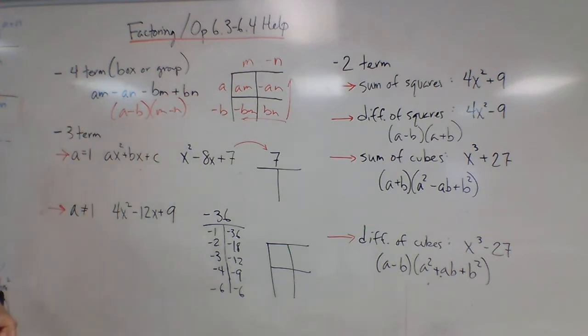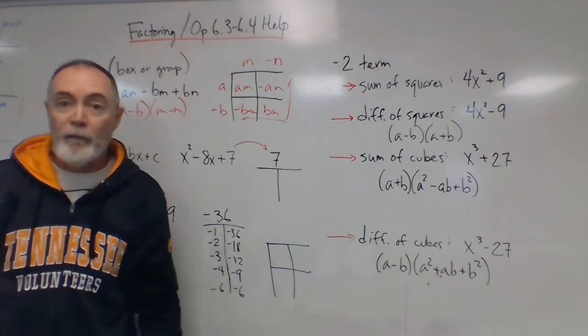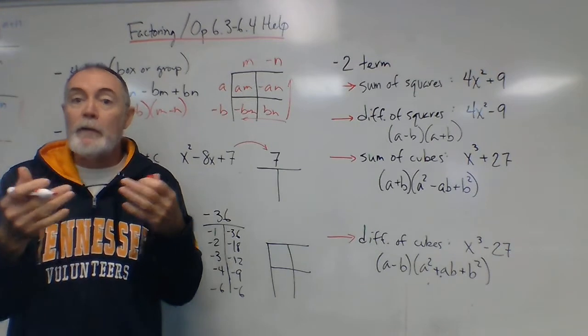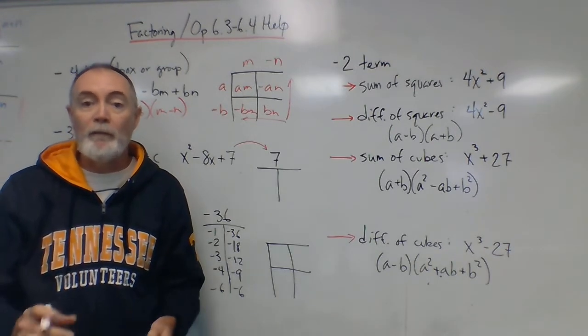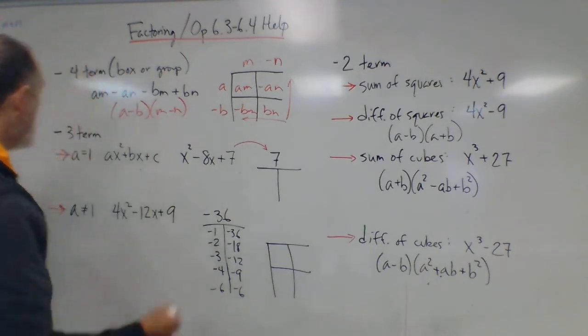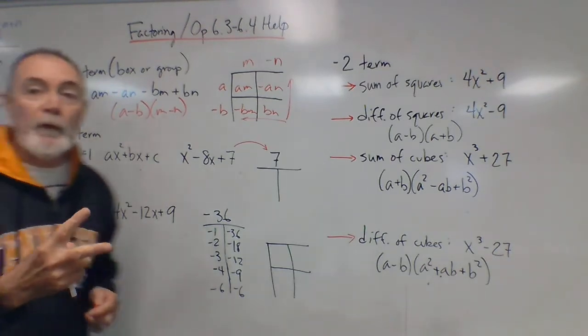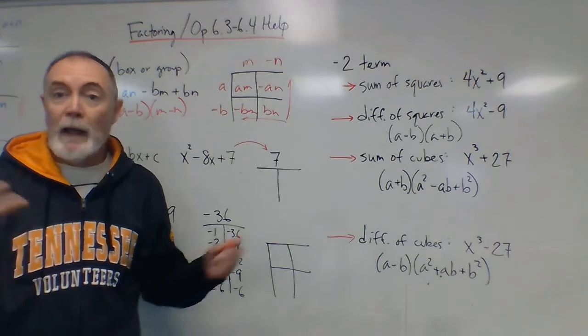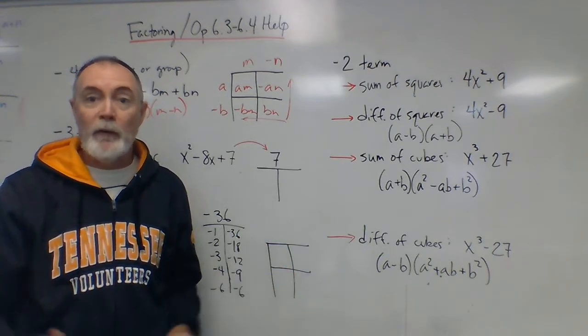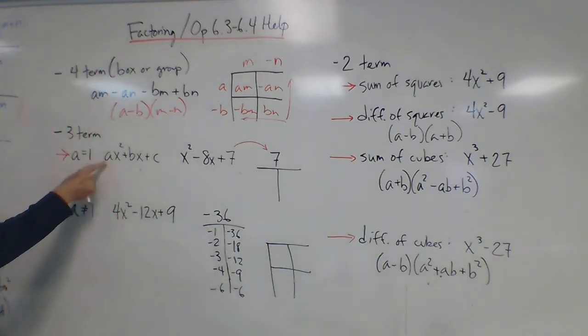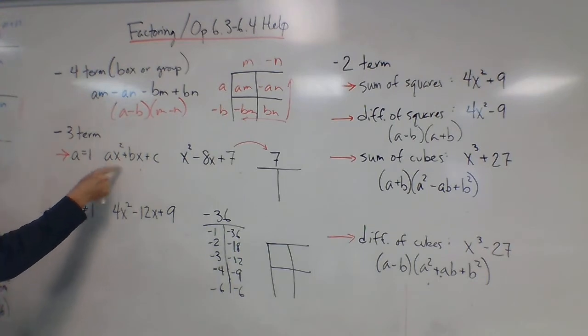Always check your factoring. Multiply it back together, you should get the original polynomial. If you don't, you factored it wrong. All right, let's take one that's a 3 term. We have 2 different things that could happen, and what we do with it depends upon a, the coefficient of the square term.